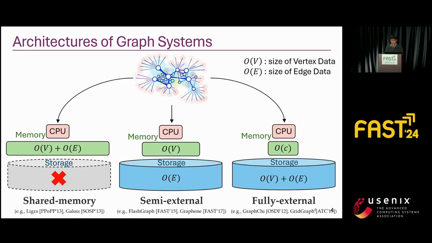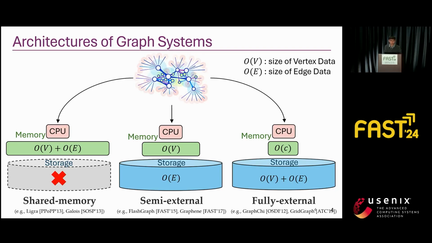This slide shows the architecture of these three types of graph systems. The first one, the leftmost, is shared memory. Shared memory keeps the entire graph data in memory. By graph data, I mean the vertex data plus the edge data. I use big O of V to represent the size of the vertex data, and big O of E to represent the size of the edge data. So in the shared memory graph system, we keep the entire graph, which is big O of V plus big O of E, inside the memory. But this kind of graph system has a lot of memory consumption.